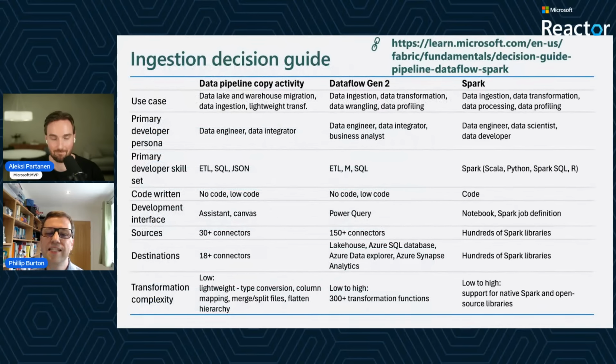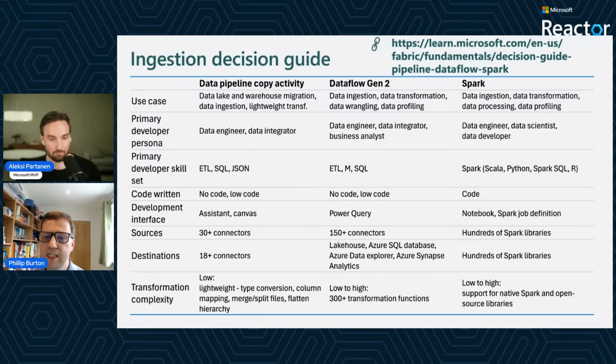Now, what is the best tool to use to ingest data? Well, here you can see on screen, we've got a decision guide with 3 different ways to do this: data pipeline copy activity, Dataflow Gen 2, and Spark. So if your requirement is mainly moving or copying data, then pipelines are a great fit. They're designed for orchestration and lightweight transformations.